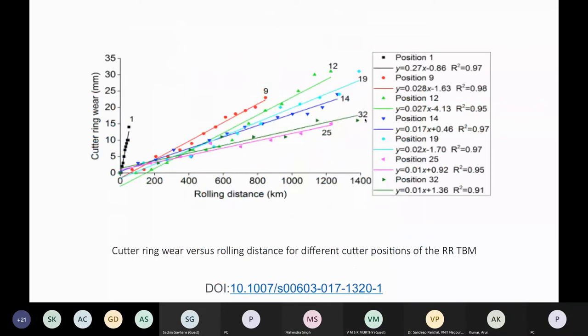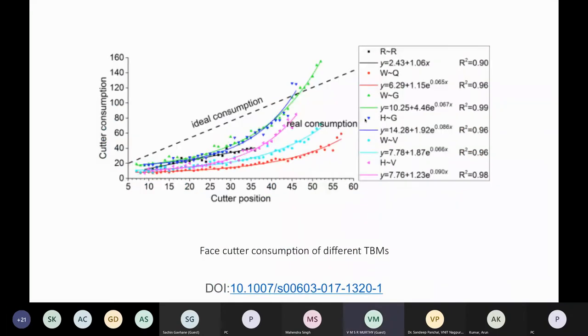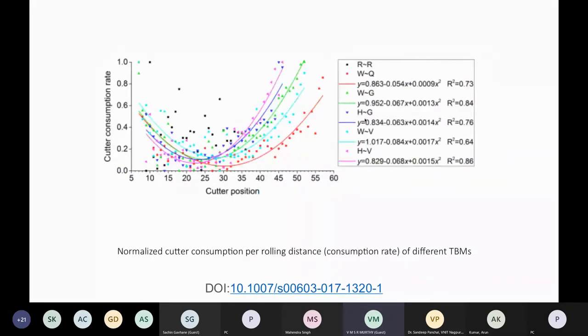And the ring wear and the rolling distance that I can really allow. And what is ideal consumption and what is real consumption, you can compare for different cutter positions. You can see which one is really consuming which kind of cutters. So the position of the cutters also is quite important. So in fact, we did some studies on this.